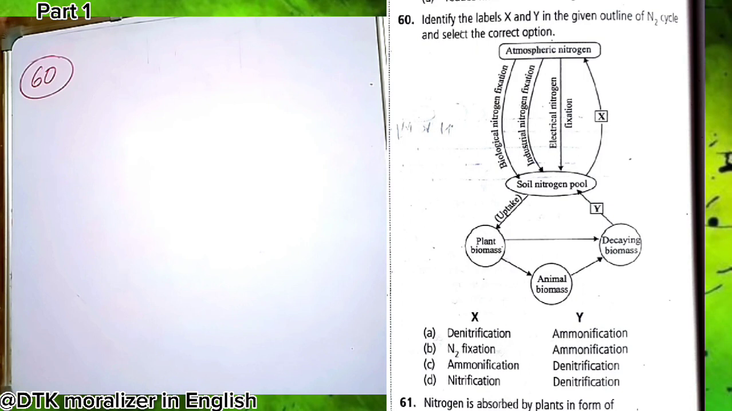Now question number 60. We have to observe this diagram and we have to select the correct answers. So the missing are here decaying biomass to soil nitrogen pool. So here ammonification. Then from soil nitrogen pool to atmospheric nitrogen, so here denitrification. So denitrification and ammonification, option A would be right.